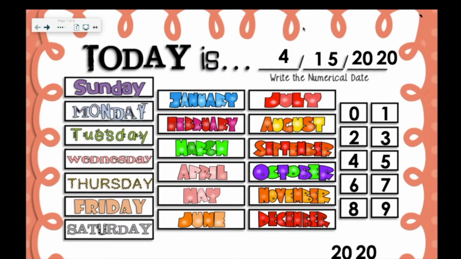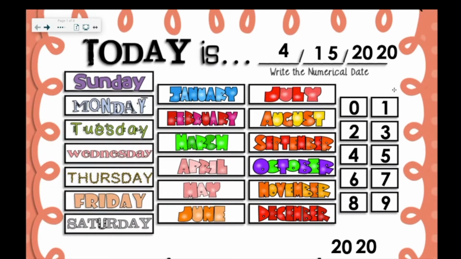Let's get started. We're going to write the date. At the top is our numerical date, our date written in numbers. So 4 for April. April's our fourth month in the year. It's the 15th of April, and the year is 2020. So now let's write it with words and read it.